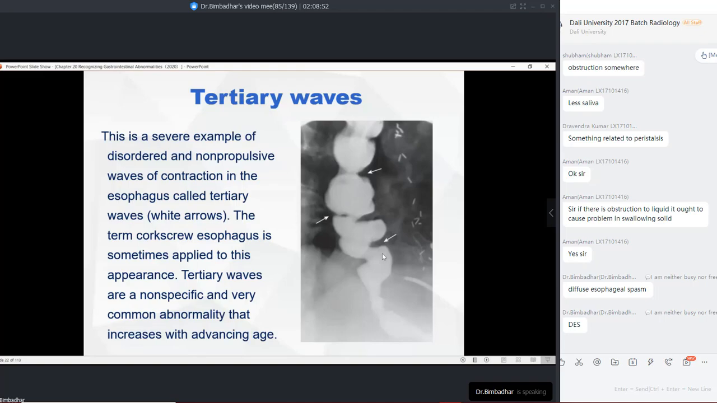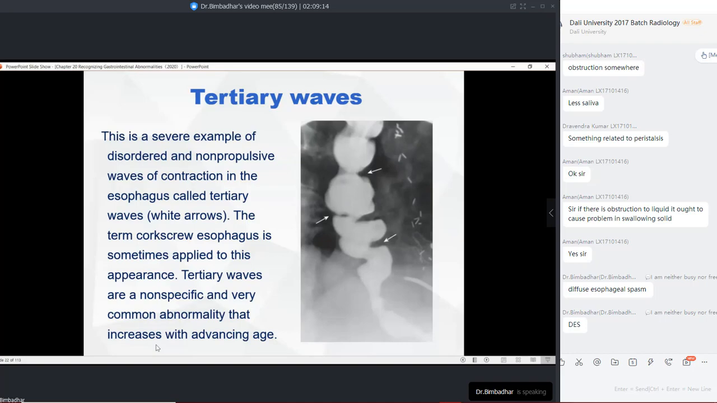Okay, remember, this is a very classical picture. It is asked in most of the examinations. Right? Tertiary waves are a non-specific and very common abnormality that increases with advancing age. The most important risk factor is advancing age.